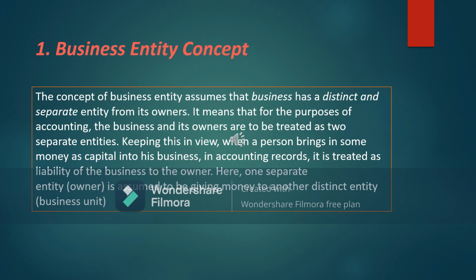Keeping this in view, when a person brings some money as capital into the business, like I am introducing capital in the business, in accounting records it is treated as a liability of the business to its owners. Of course, if the business entity is different, the business has to pay it back to me, so this will be a liability for the business. Here, one separate entity, the owner, is assumed to be giving money to another distinct entity, the business unit. So recording should be done keeping in mind that the business owner and the business are both separate entities. Keeping this in mind, we will do the recording of financial transactions.